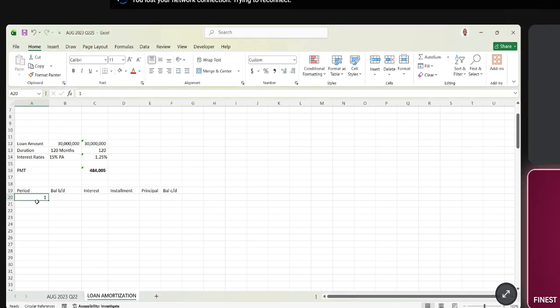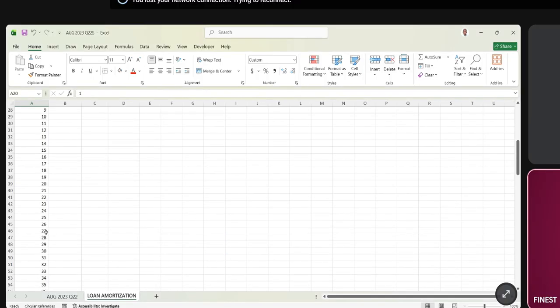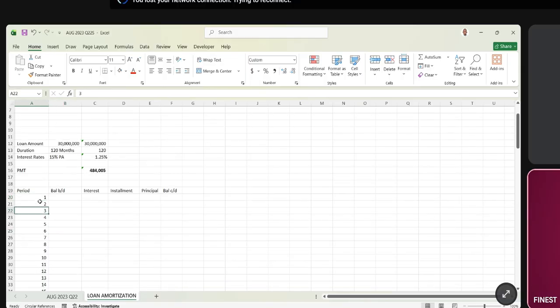So, wacha nitumie yangu manual. So you go to fill, series, column, you use column, then inakuza step value, stop value ni 120. So I click OK. You see imefill mpaka chini like that.